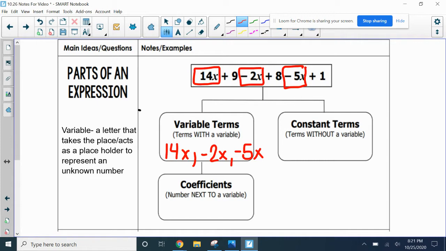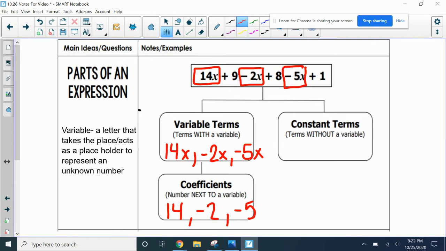Now, our variable terms and our coefficients go hand in hand. That number attached to our variable is our coefficient. So our variable term, when we're talking about that, you're showing the whole part there, the number that's being multiplied by that variable. The coefficient is just that number attached to it. So you take all those variable terms and you would drop the variable. The number that is attached or being multiplied by that variable. So 14, negative 2, and negative 5 are going to be our coefficients.